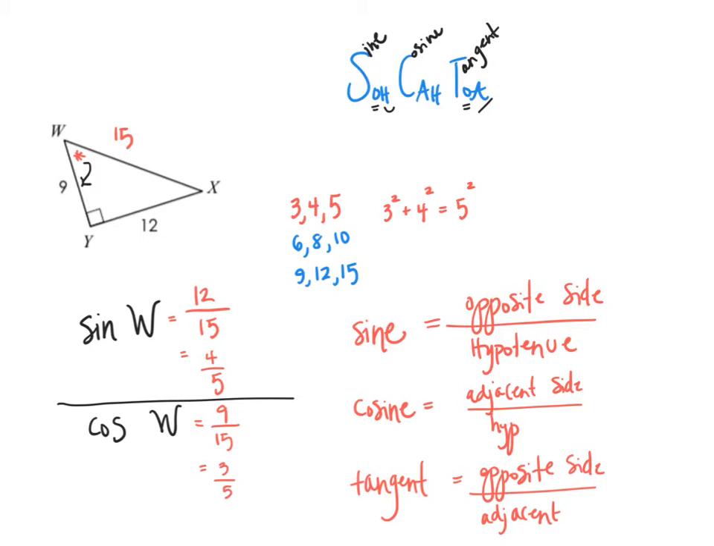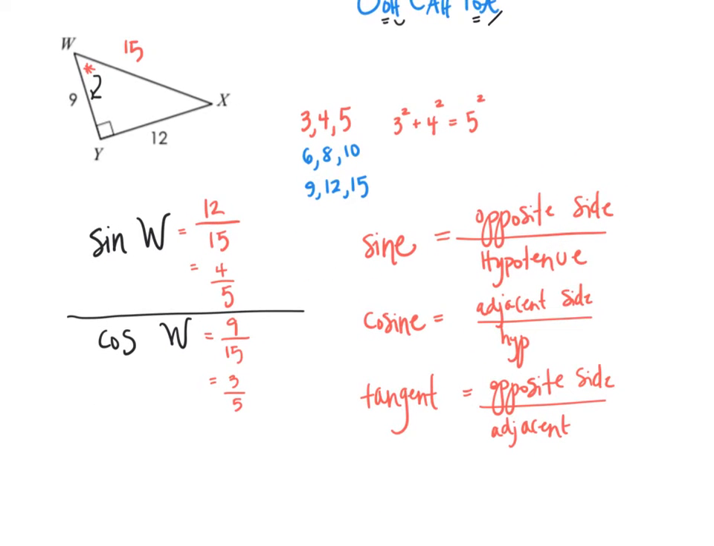Okay, so let's say you had to write a fraction for the tangent of W. Well, the tangent is going to be opposite. So let's go back up here. I'm going to erase that little arrow. And we're looking for the opposite side, so that's going to be 12, over the adjacent, which would be 9. And then, of course, you can reduce that to 4/3. Okay.